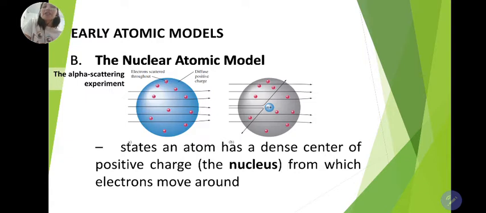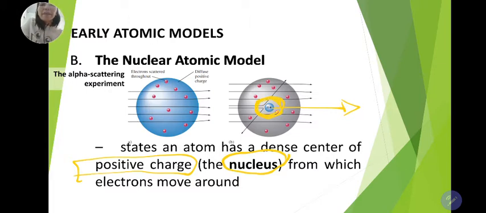So, his nuclear atomic model states that an atom has a dense center of positive charge, the nucleus, from which electrons move around. So, parang pareho sila ng sinasabi na yung electrons na nagmo-move around sa isang cloud. Pero dito sa experiment ni Ernest Rutherford, nakasama na yung discovery ng nucleus. Ito, yung gitna na yun. So, ito yung nucleus na positively charged. Ibig sabihin, yung protons nasa loob ng nucleus.